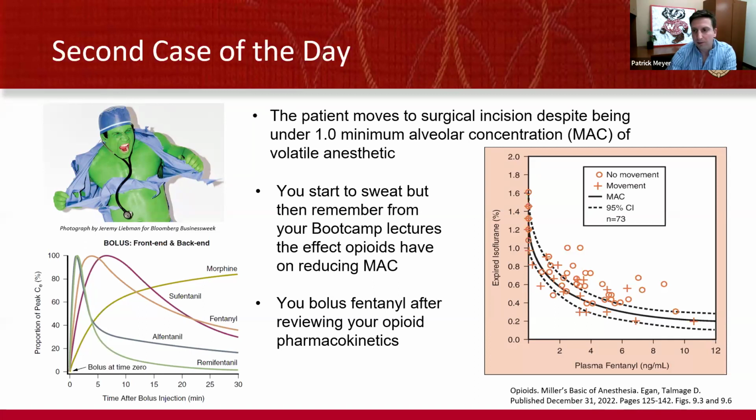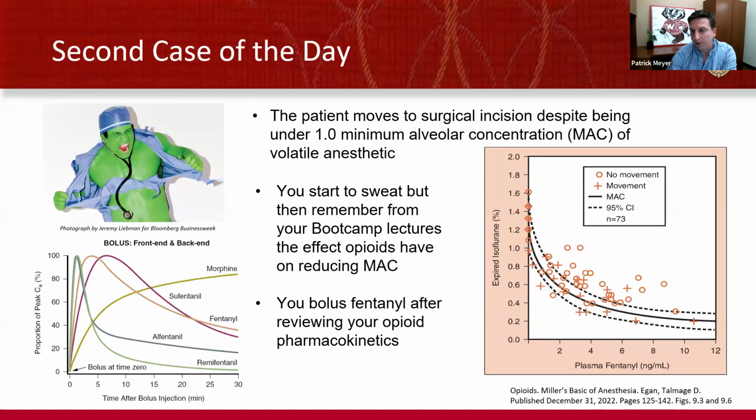So in this case, you can see the chart over here on the right. As the plasma concentration of fentanyl increases, the amount of isoflurane required to prevent movement in a patient goes down. And things you'll notice are that even at moderate doses or moderate concentrations of an opioid, the amount of volatile you need is substantially decreased.